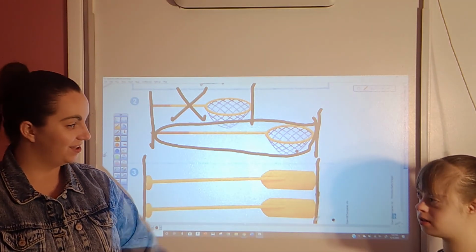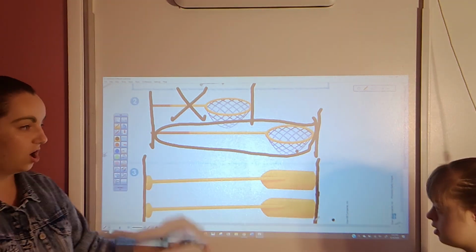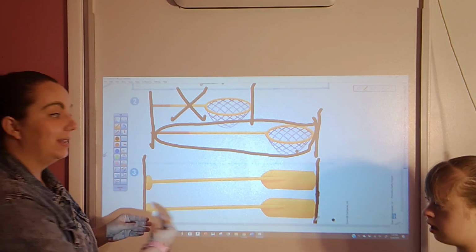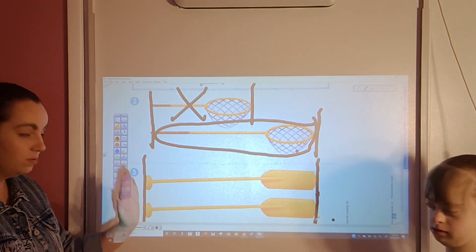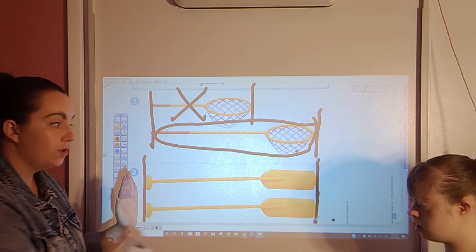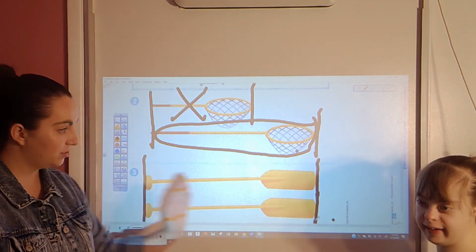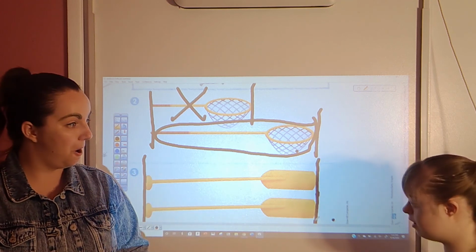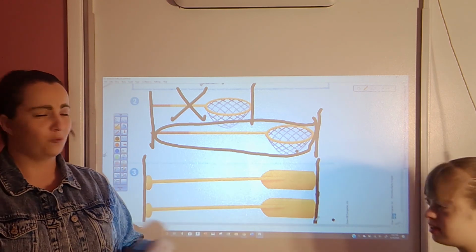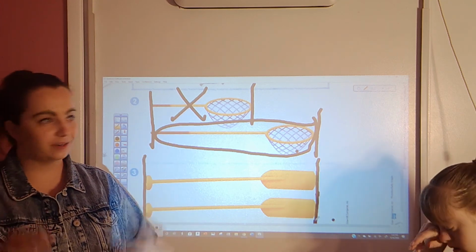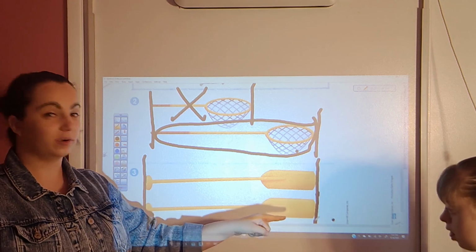Yeah, they're lined up. That means these oars have the same length, the same measurement. You measure from this side, they both end at the same place on that side. You measure them and they're the same. Oh, since they're the same, we don't have to find which one's longer or shorter. They're both the same. There is no longer or shorter one.